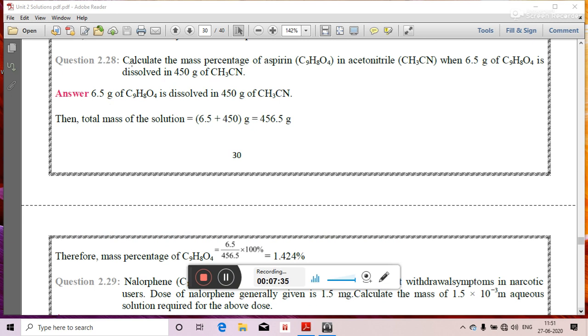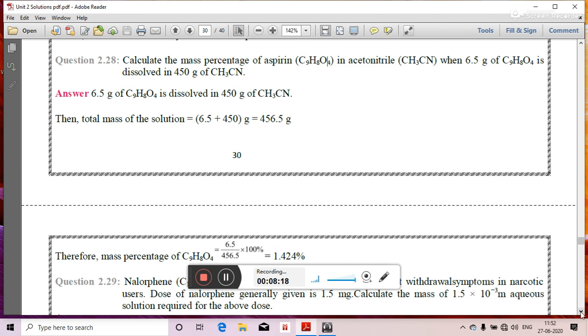Question number 28. Calculate the mass percentage of aspirin, formula C9H8O4, in acetonitrile, formula CH3CN, when 6.5 gram of aspirin is dissolved in 450 gram of acetonitrile. According to the question, 6.5 gram of aspirin is dissolved in 450 gram of acetonitrile. So the total mass of solution is 6.5 plus 450 gram, that is equal to 456.5 gram.